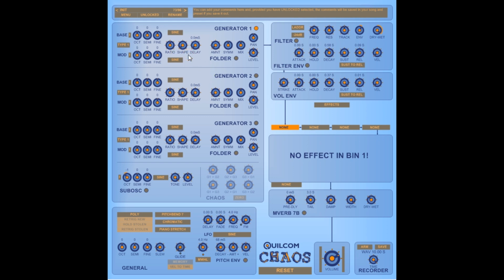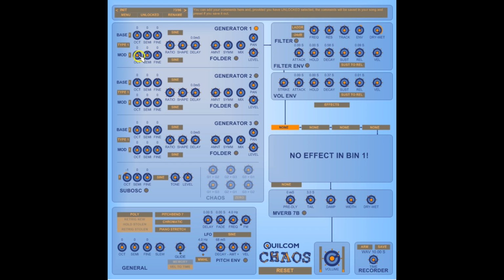So now onto the shape control. What this does is it takes the mixture ratio of the two oscillators and feeds that back into the mod oscillator for phase modulation. So the phase modulation is actually a mixture of the two oscillators. So let's hear what that can do.